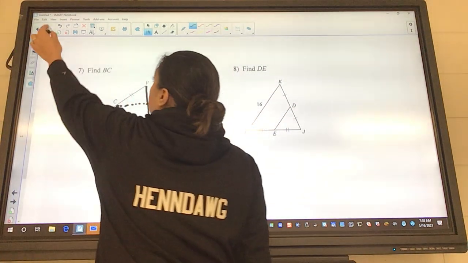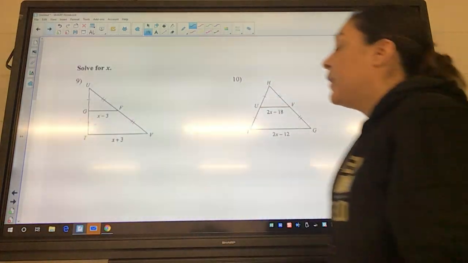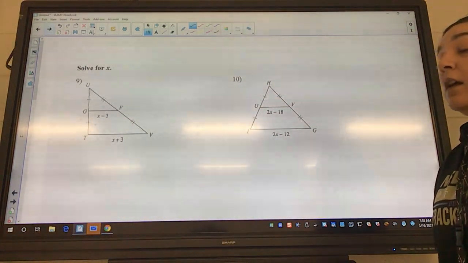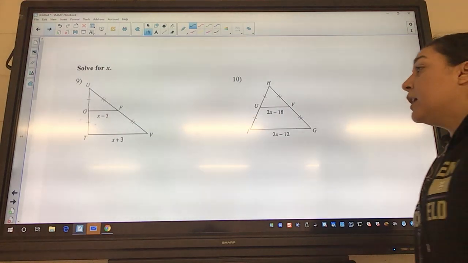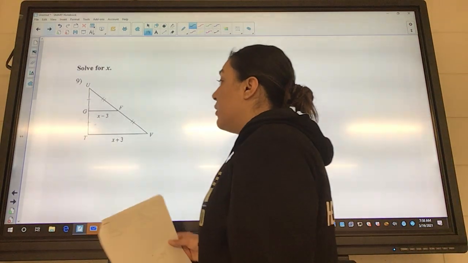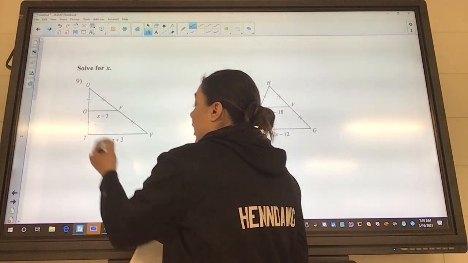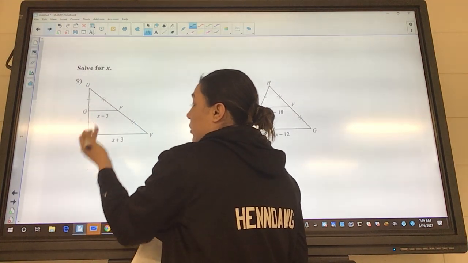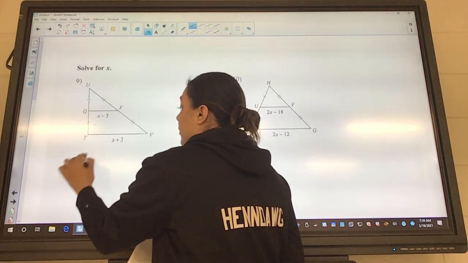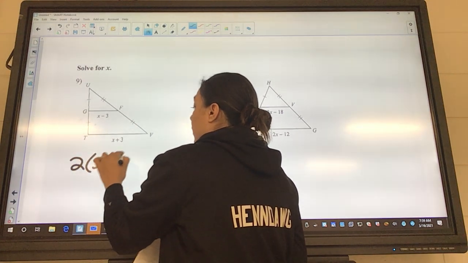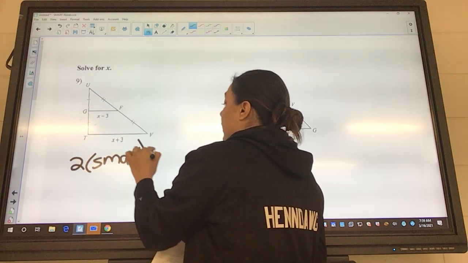The next section on here is the same except for there's variables. And for those of you guys that are kind of new to me, this was going to take you a minute, and we're going to do this plenty of times before our test. So we know that the big one is equal to 2 times the small one. So it's going to be 2 times the small, whatever it is going to equal the big.